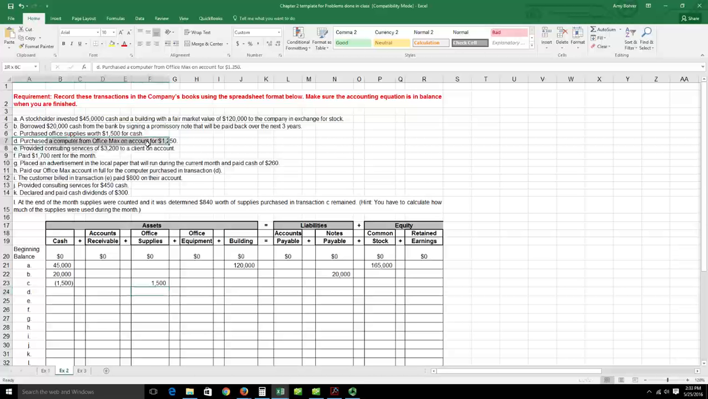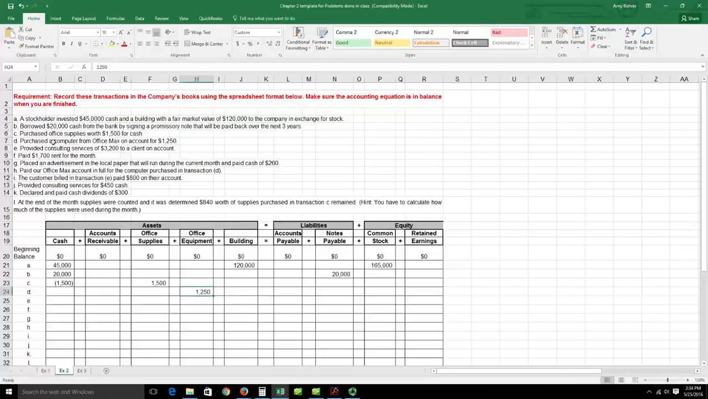D says I purchased a computer from OfficeMax on account for $1,250. Okay, so that's going to be office equipment. It's a computer. And so I can say my office equipment is going up, right? I purchased that office equipment. So my office equipment is going from $0 to $1,250.